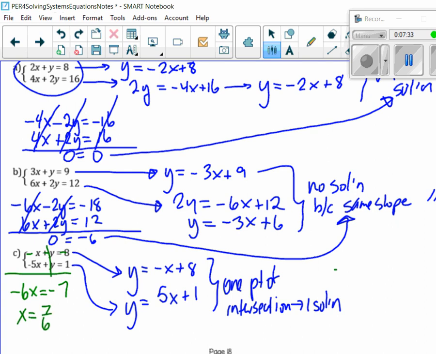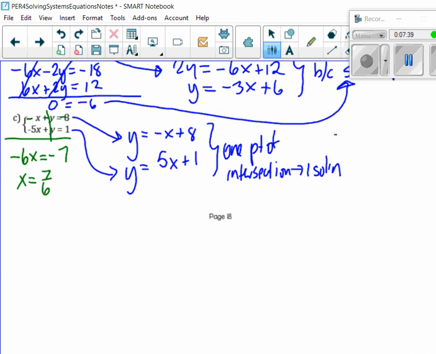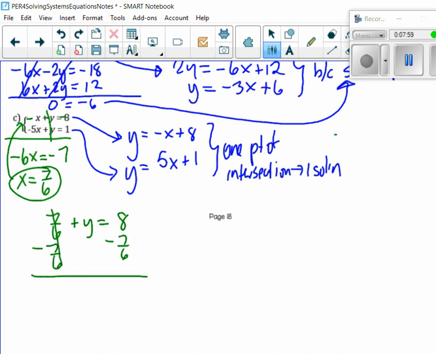7 over 6. Have you got a few of these in your homework where you have fractions to solve? Because I know some of you are having trouble with the fractions, but I wanted to find one. So now we're going to take that and sub it in. So 7 over 6 plus y equals 8. So I'm going to subtract 7 over 6 from both sides. Yes? So I get y equals 8 subtract 7 over 6.